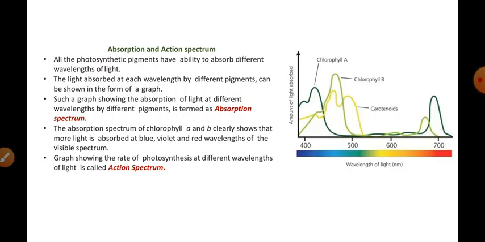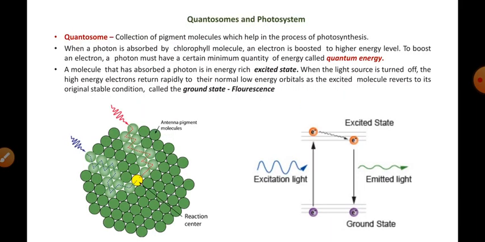So students, I hope that you have understood this graph. You can see that chlorophyll A and chlorophyll B absorb maximum light in this blue region, that is 400 nanometer wavelength, and the red region, that is 700 nanometer wavelength. Okay, now after this, let us move to photosystem 1 and photosystem 2. But before we move to photosystem 1 and 2, let us understand about quantosomes and the quantum energy.